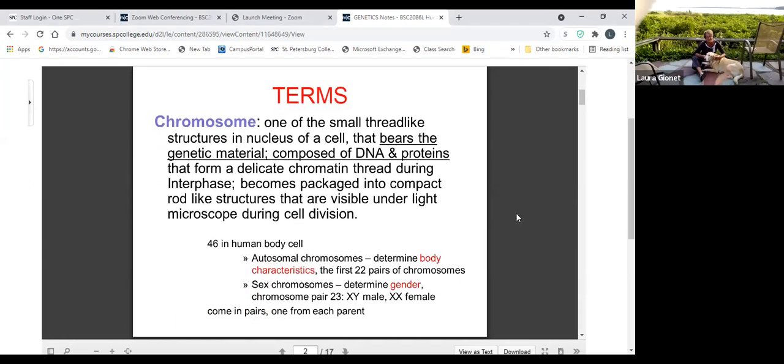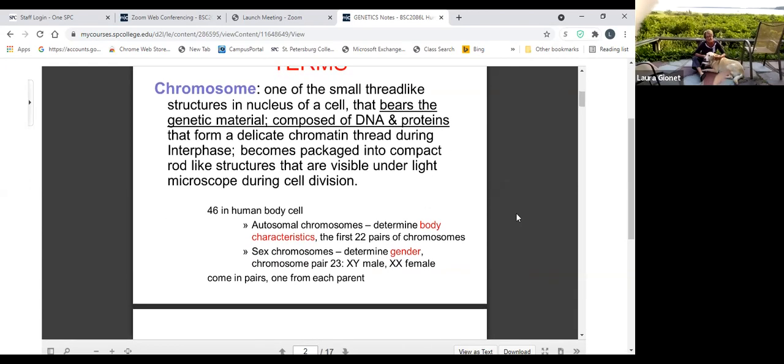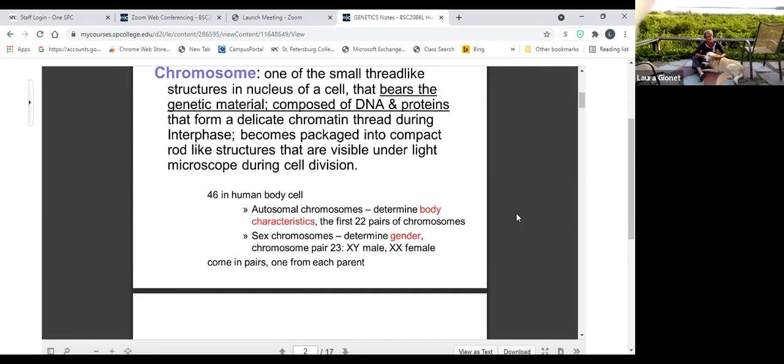All right, so there's about a dozen different terms to match up with functions, and so within the notes now you can take these and essentially do the matching A, B, C, D, E, F, G to the particular term. So chromosomes bears the genetic material and composed of DNA and proteins.